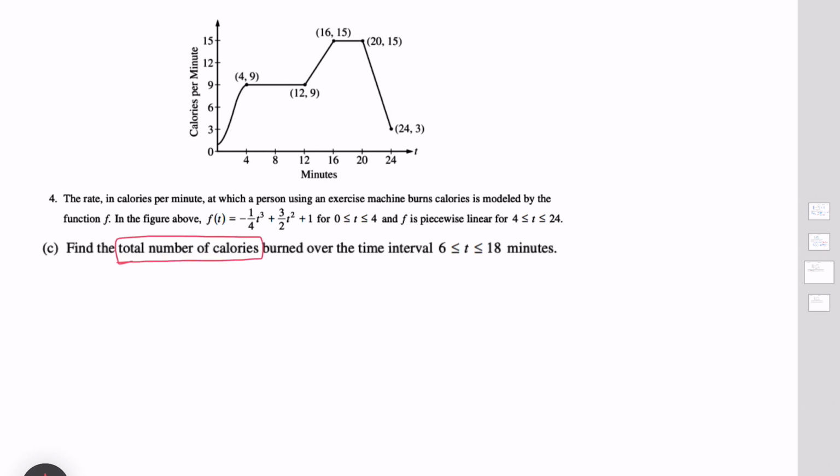And here again, we have to remember that what they gave us is a derivative. This is a rate. And if you're given the rate of calories per minute, to find the total of calories, what you have to do is integrate. This is a very classic free response question where you're given the graph of a derivative, and you're asked about the total values of whatever they're talking about. In this case, it's calories. So that lets you know that what we need to do is integrate. And in this case, we're integrating from 6 to 18.